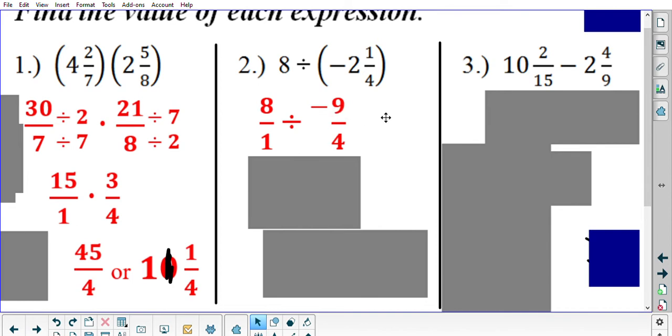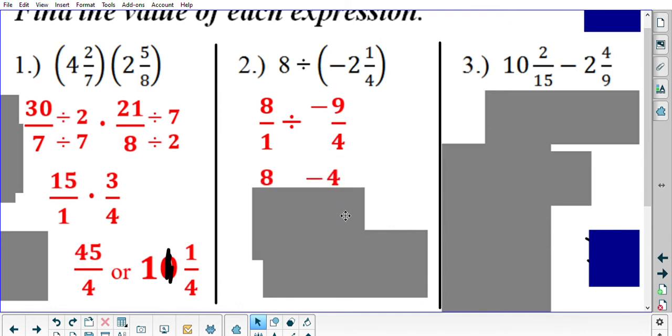I typically put my negatives in the numerators. You could put them in front of the fraction instead, but I just personally find it easier to throw the negatives in the numerator. Now, notice there is still division in between, but after that, then you will make it multiplying by the reciprocal.